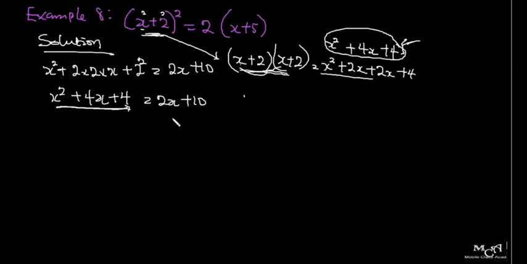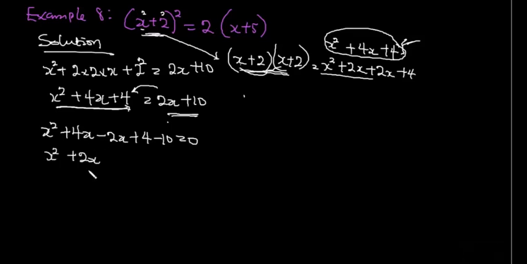So from here, what are we going to do? We are going to move everything on the right hand side to the left hand side. So we have x squared plus 4x minus 2x plus 4 minus 10 equals 0. So x squared plus 4x minus 2x will give us plus 2x. Then plus 4 minus 10 will give us minus 6 equals 0.